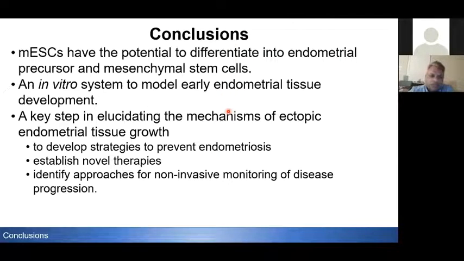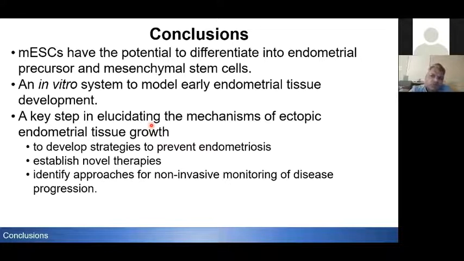So, in conclusion, I would like to state that these murine embryonic stem cells have the potential to differentiate into endometrial precursor and mesenchymal stem cells. And it is an in vitro system to model early endometrial tissue development, a key step in elucidating the mechanisms of ectopic endometrial tissue growth. Also, we can develop strategies to prevent endometriosis, we can establish novel therapies.